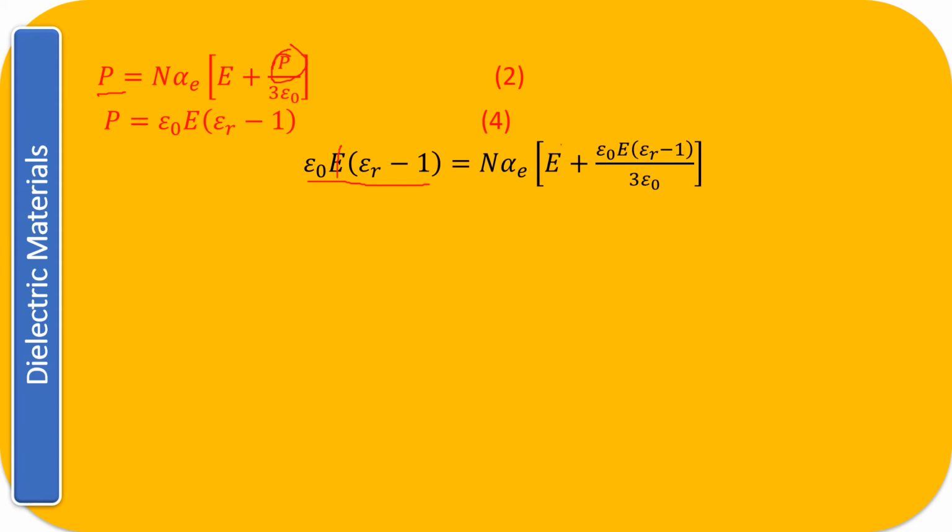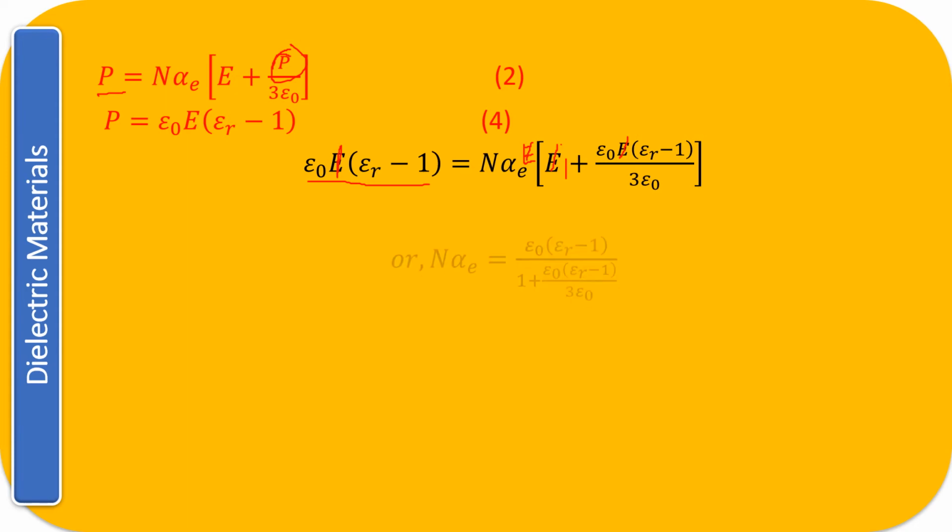If I take electric field E common, then here you will have the 1. This electric field will get cancelled, right? Since you have taken the electric field E as common, this value becomes 1, right? And this value of the electric field and this value of the electric field will get cancelled. So this is what I am going to do.